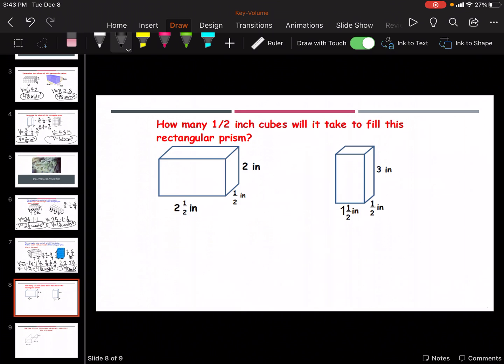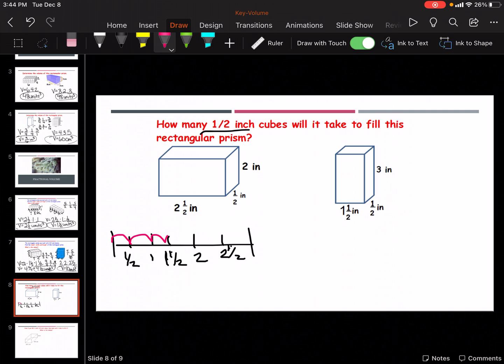Okay, so these ones are a little bit different. It says how many 1/2 inch cubes will it take to fill this? So you already have the length of 2 1/2 inches. So let's picture I have 2 1/2 inches. Here's 1 inch, here's 2 inch, and then here is 2 1/2. How many 1/2 inches? Well, here's 1/2, here's 1 1/2. So we have 1 1/2 inch, 2 1/2 inch, 3 1/2 inch, 4 1/2 inch, 5 1/2 inch. So this becomes 5.